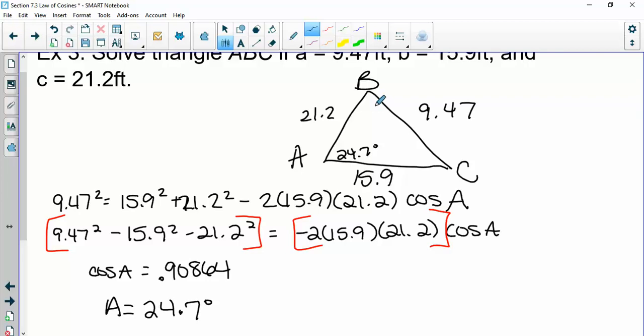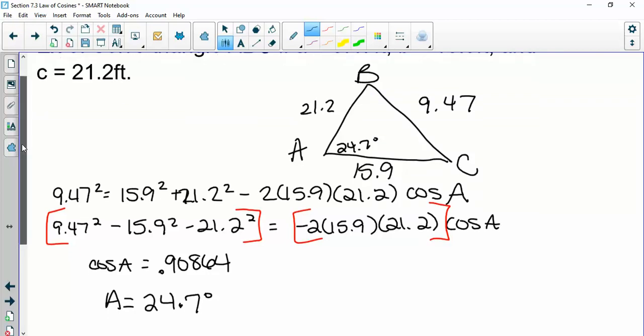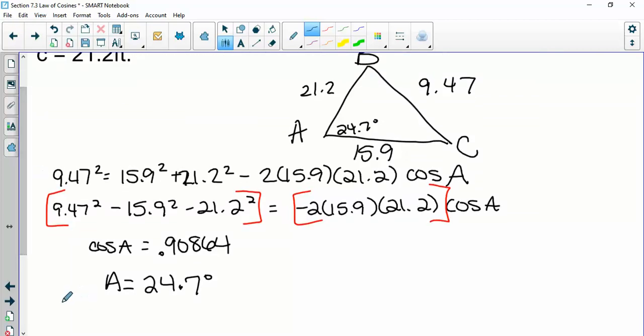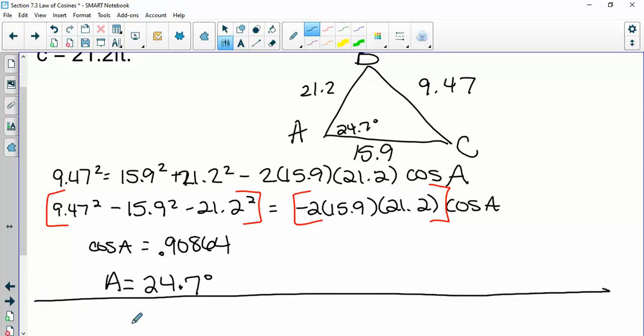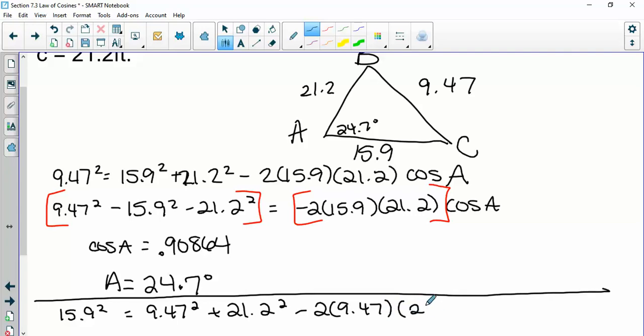So if I did this again just for practice, let's say if I wanted angle B. So I could do b squared equals a squared plus c squared minus 2ac cosine of B.